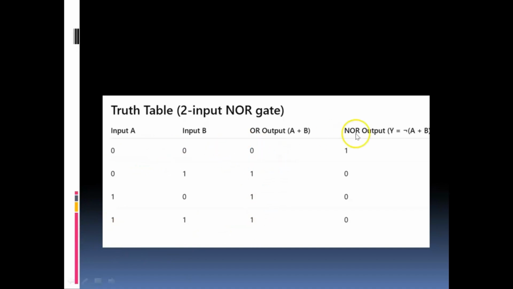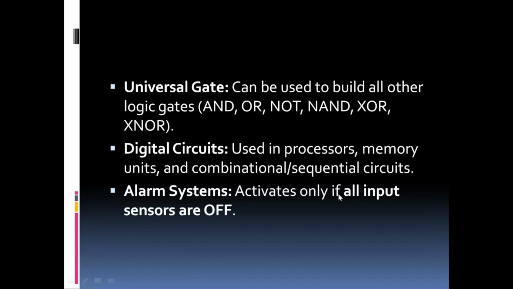And then comes your NOR gate. That means whatever is the result here, everything gets converted to the opposite. That means 0 becomes 1, 1 becomes 0, again 1 becomes 0 and 1 becomes 0. So this is the final output of your NOR gate. And here you have inputs as A and B. So this is how the truth table of the NOR gate looks like.